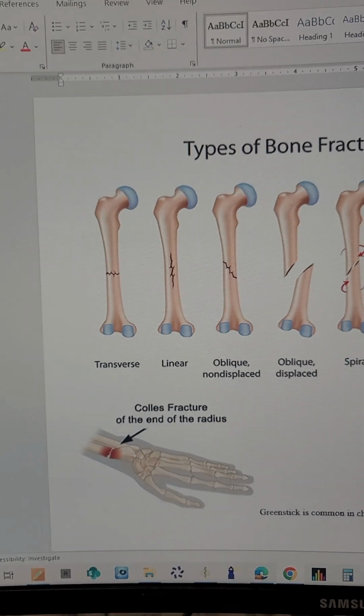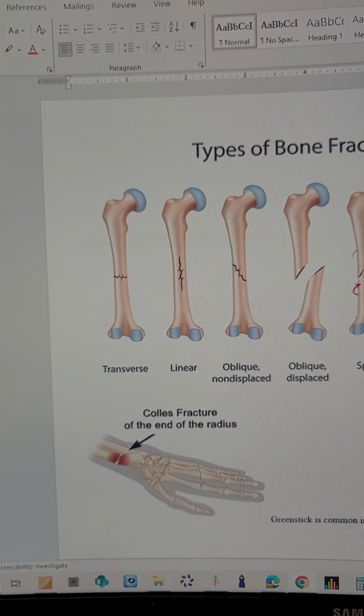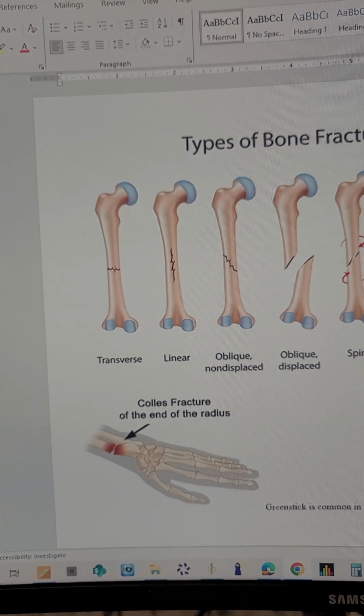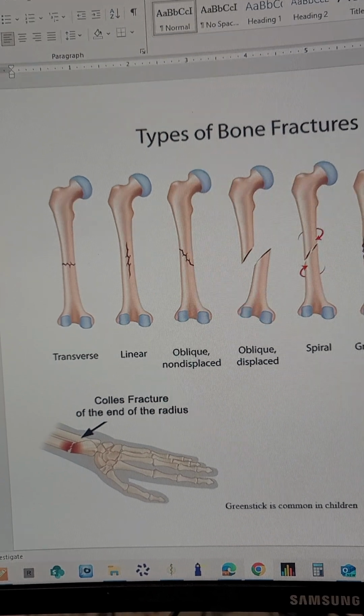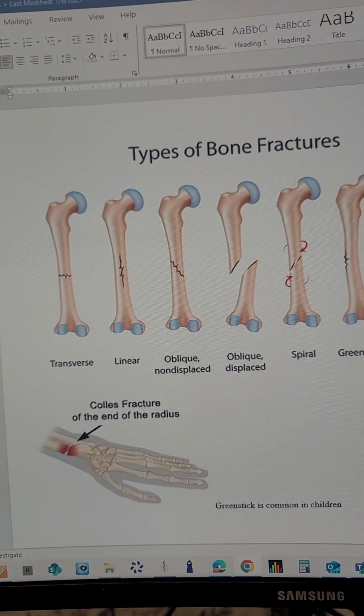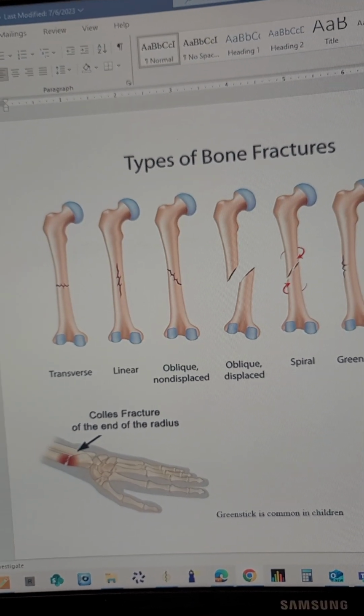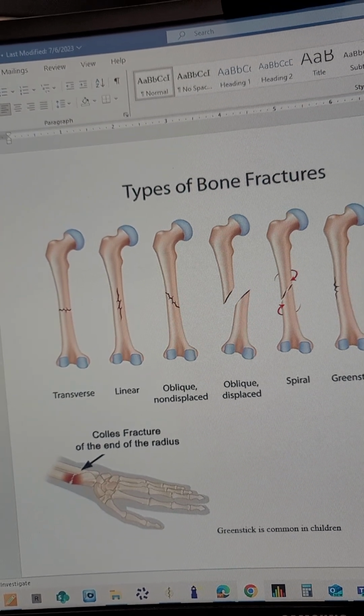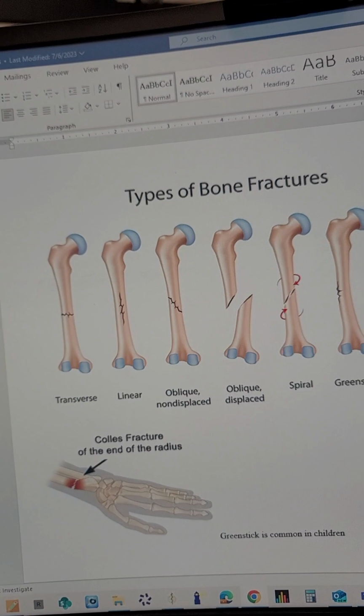On the left we have transverse. Transverse runs horizontally and basically separates the upper and lower portions of the long bone. Next we have the linear. That runs up and down the bone, and it doesn't break the bone in half. It's basically just a small crack in the long bone.